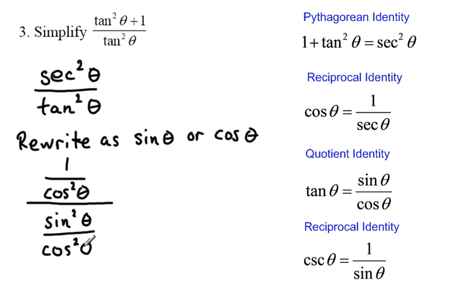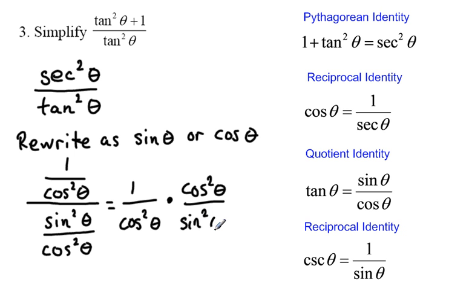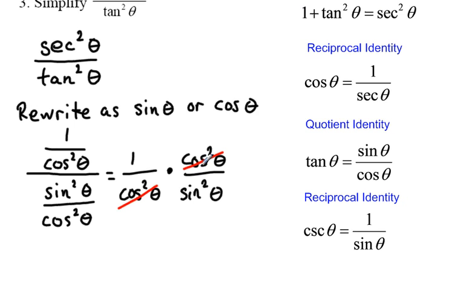cosine squared theta. Now, we have a fraction being divided by another fraction, and we know that when you divide by a fraction, it's the same thing as multiplying by the reciprocal. So I'm going to rewrite 1 over cosine squared theta. I'm going to put a multiplication symbol. Instead of sine squared over cosine squared, what we're going to write is cosine squared theta over sine squared theta. And notice we have a cosine squared in the numerator and a cosine squared in the denominator, so those will divide out and become 1.